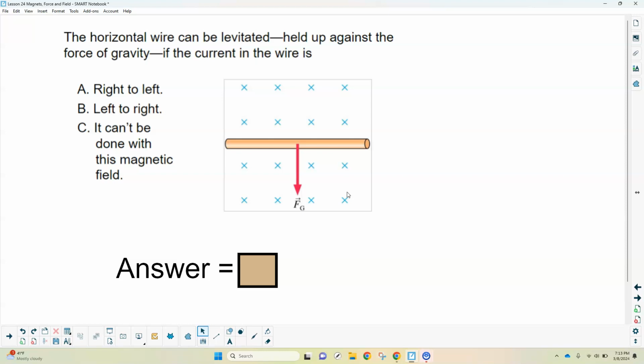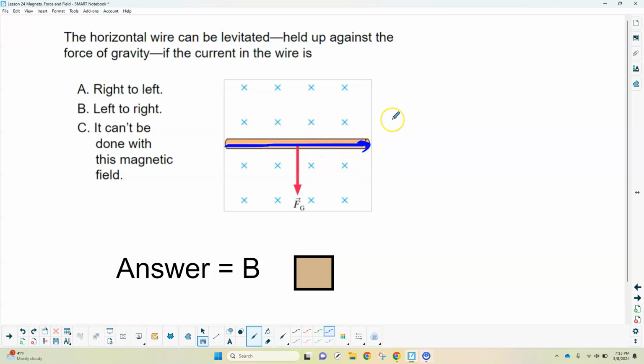And then our field is our fingers. So our fingers are pointing into the screen or away from us. So if you look at your thumb is the current. So it looks like our current is going to go from left to right this way, which is B. So if I draw that current in going this way, if that's I, and B is into the screen, and then your palm points up. So that's good. So we'd have this magnetic force going up, FB, and we have the FG going down. And if it's levitating, that just means that in your free body diagram, they are balanced. Okay.